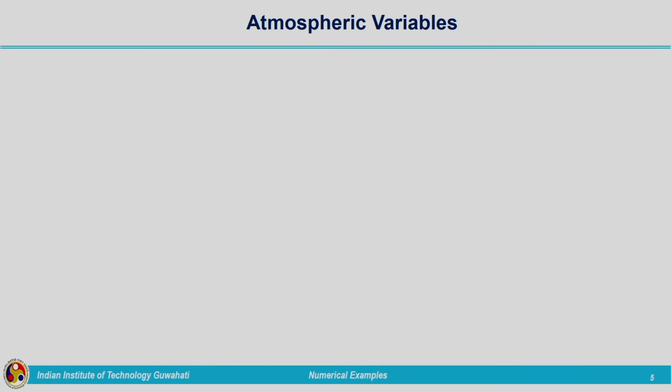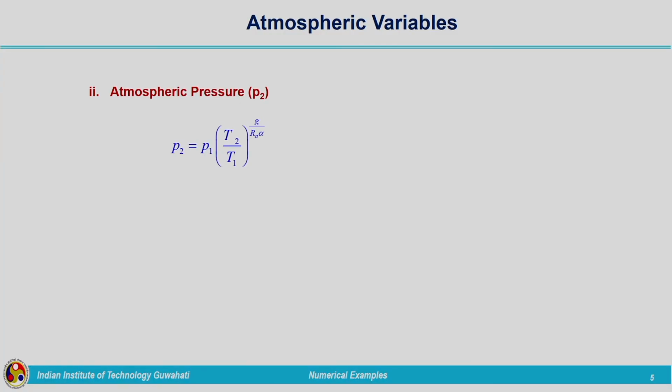Now, let us move on to the second variable, that is atmospheric pressure. How the atmospheric pressure varies as the altitude increases, we have seen. One particular nonlinear relationship we have seen with P2 and P1. That relationship we will make use of here for calculating the pressure at section 2, that is at an elevation of 1200 meters from the ground surface. So, the relationship is given by this nonlinear relationship.